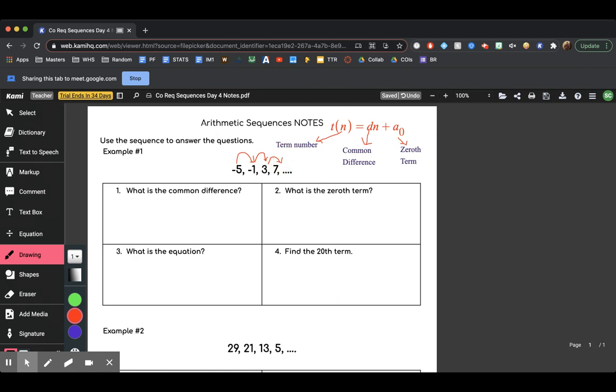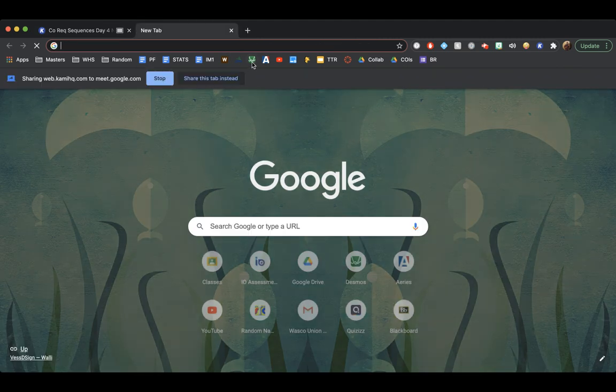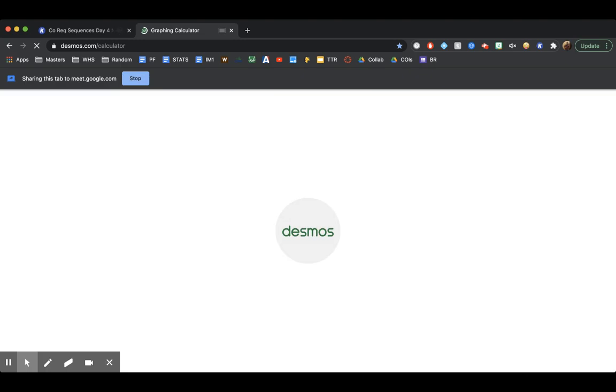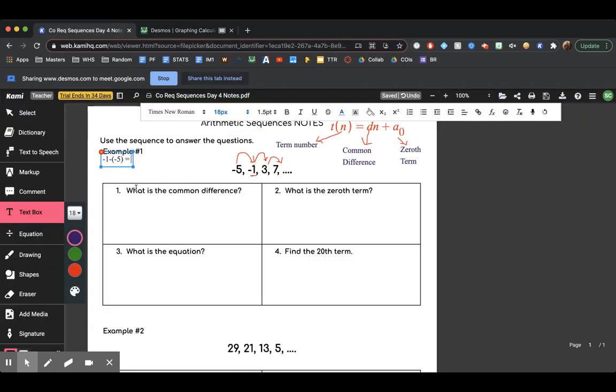And one way to do that, as we have been doing before, is grabbing the term, in this case -1, and subtract the previous one, -5. So that's what I'm going to do here. Okay, -1 minus a -5, which gives me, and in order to do that, I'm going to go to decimals. Okay, so here's my calculator. -1 minus a -5, and that gives me a +4. Okay, so that's what I'm going to put here, +4.